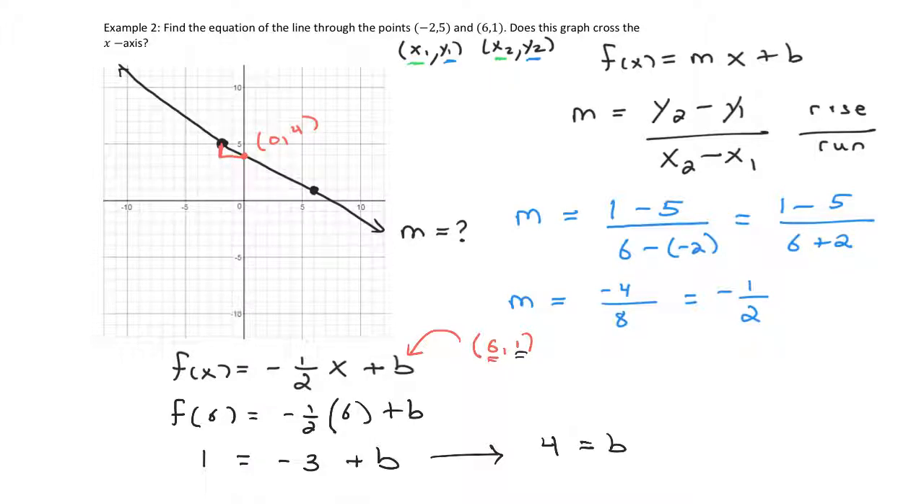And so this gives me a final answer: the line that goes between the 2 points is negative 1/2 x plus 4.